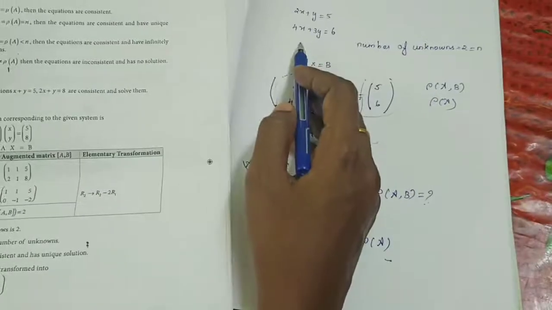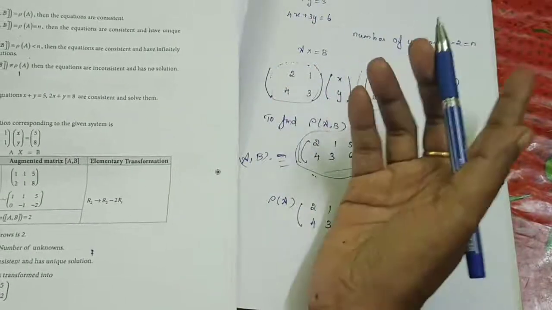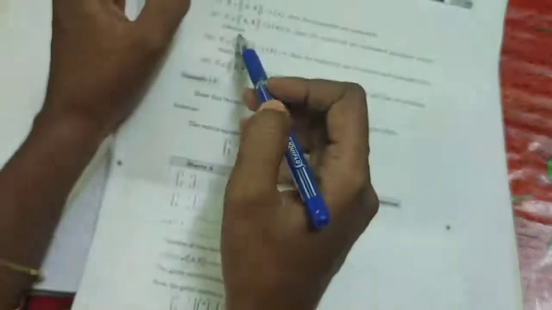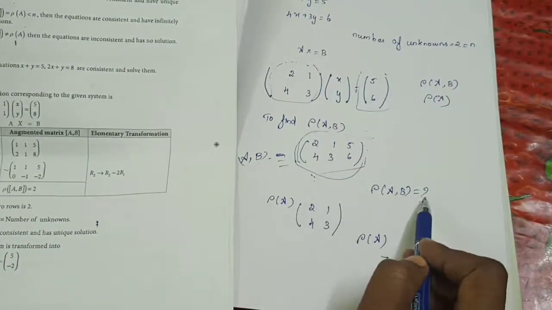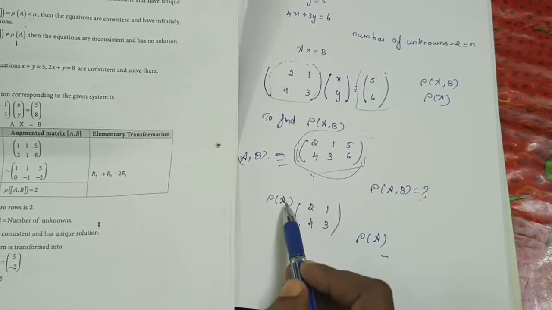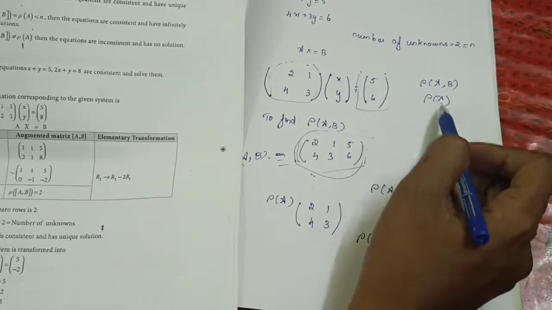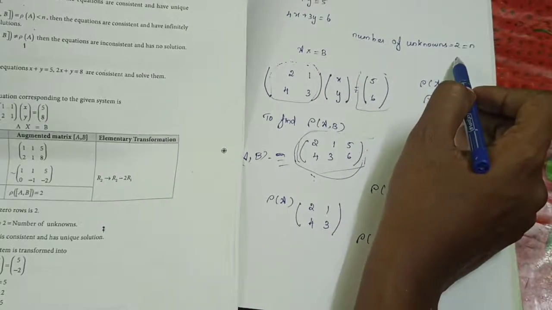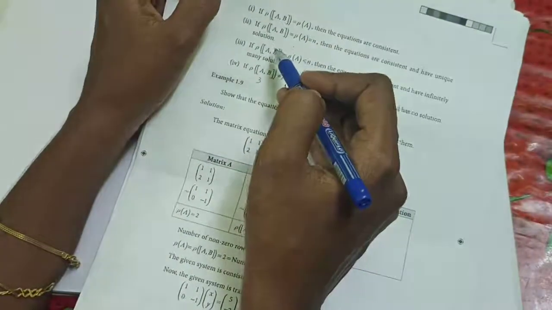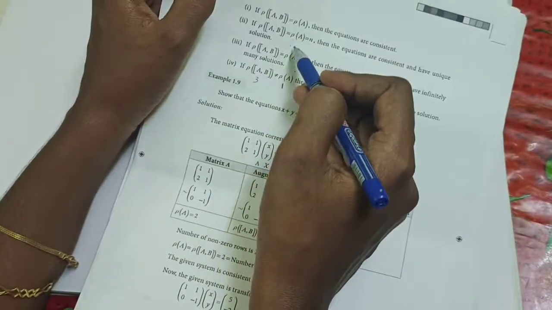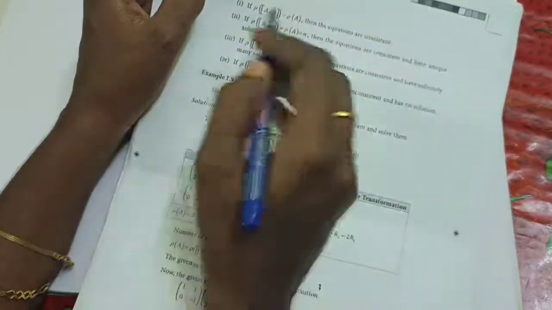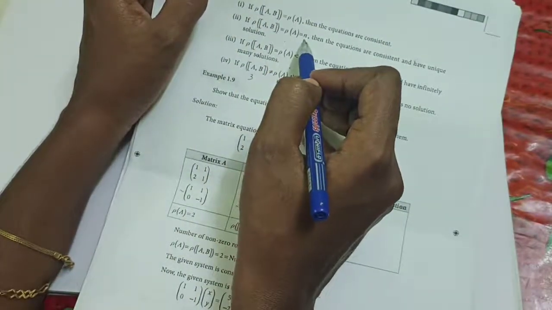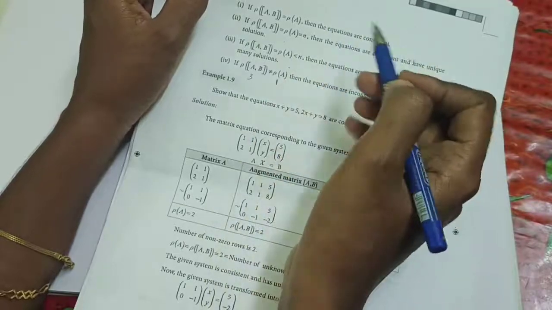How many unknowns are there? 2 unknowns. What's the n value here? 2. So when you are finding rank of AB, you are getting the answer as 2. Then rank of A, here also 2. So that value is equal to the number of unknowns. Is it right? So rank of A comma B value is equal to rank of A. The two values are equal to n, where n means the number of unknowns. Then the equations are consistent and have a unique solution.